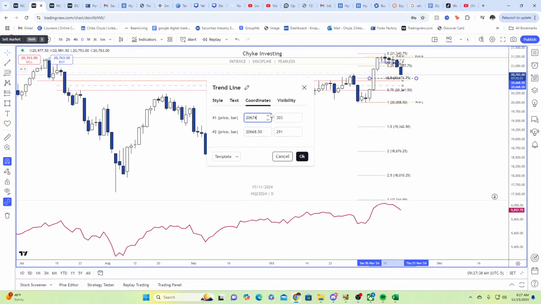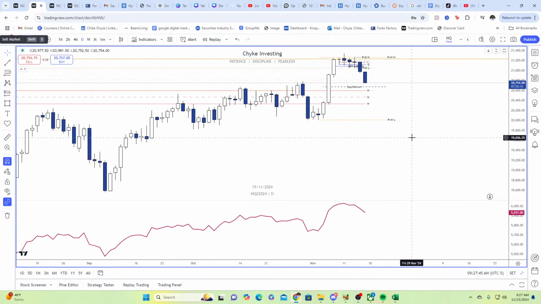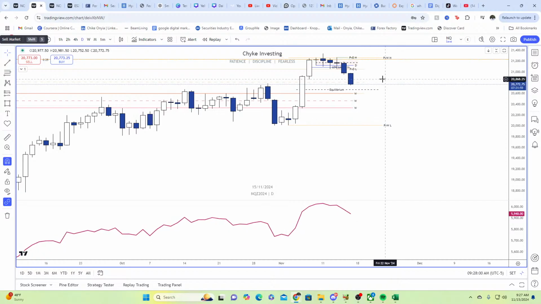$2,064 quarters. So what can we see? We could see us going back into equilibrium and closing downwards for the week, but I wouldn't really like to see that. I would like to see us getting there and then bouncing higher so that we could see bullish price action going into next week. But I guess we'll just have to see.